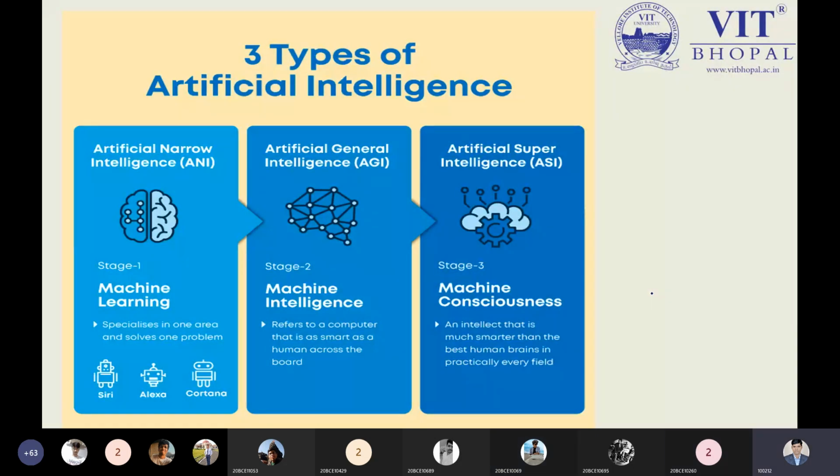So it is specialized, it is machine learning that we are following. The next one is artificial general intelligence, that is AGI. Here we are talking about machine intelligence that can be referred to as a computer that is as smart as a human across the board.